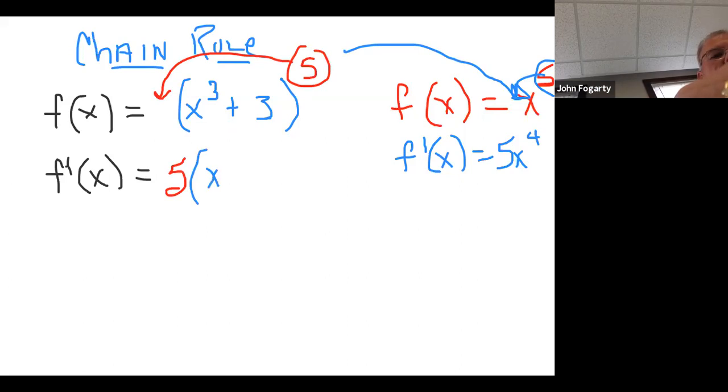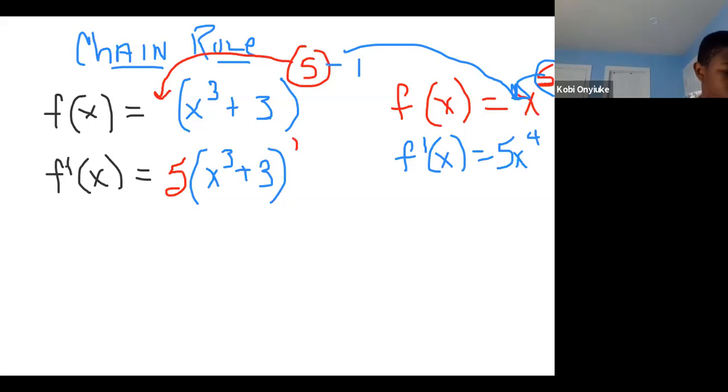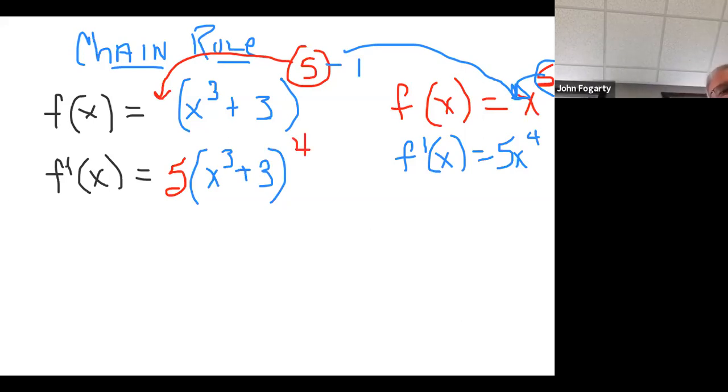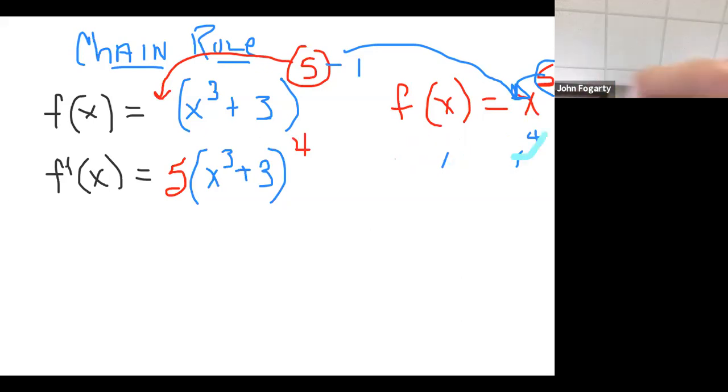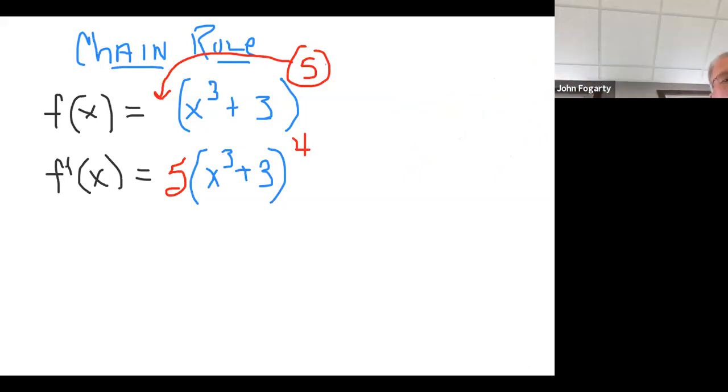My function stays the same. And what does 5 become? 5 minus 1? 4. So the first thing you want to do in using the chain rule, or finding the derivative of a composition of functions, is do the outer function. And then what you're going to do is take the inner function and find the derivative of that and multiply it. So go.